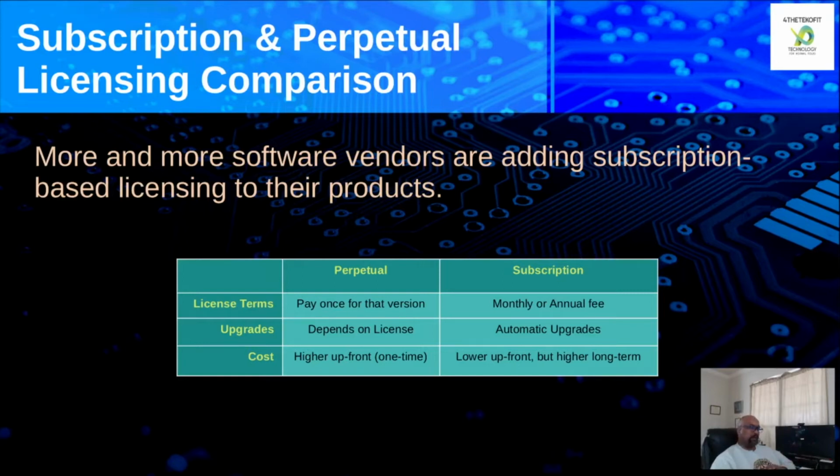The subscription model differs because it is based on a monthly or annual fee to use the software. You get automatic upgrades, so when a new version comes out, as long as you're paying a subscription fee every year or monthly, you qualify to upgrade to the new versions of the software. In terms of cost, this equates to a lower upfront cost, but obviously a much higher long-term cost because you're continuing to pay for the software each month and each year. So it's something to think about.